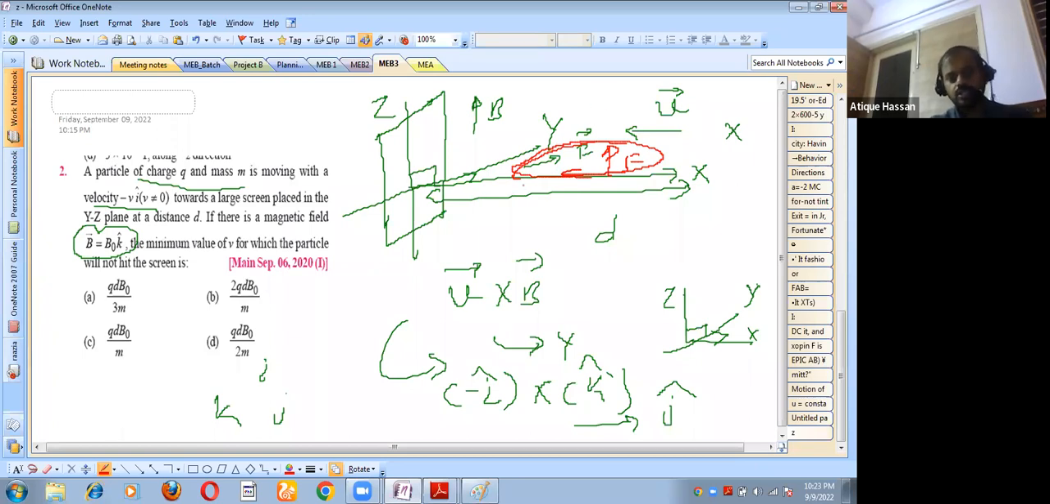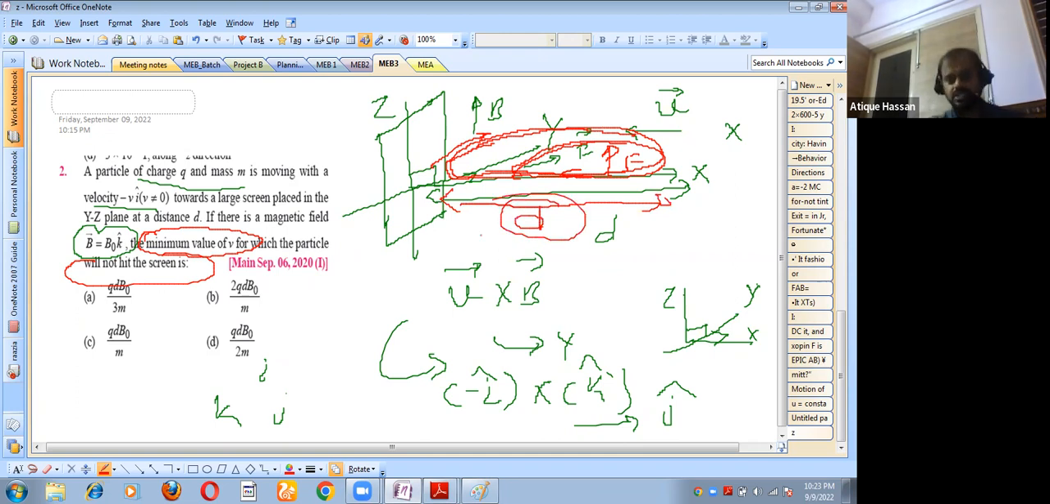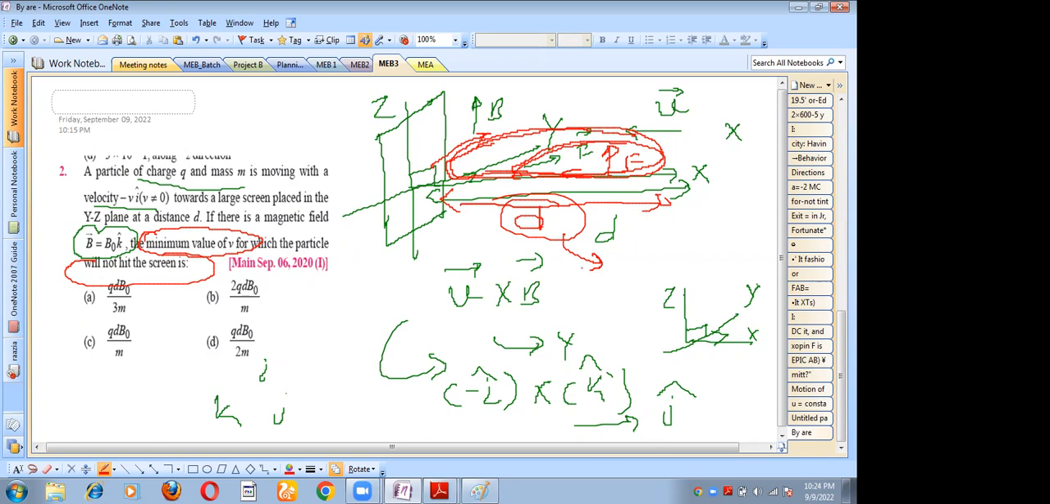Now in the question it says the minimum value of V for which it will not hit the screen. To not hit the screen, it moves in such a circular path that just before the screen, it should bend. It should turn before reaching the screen. So this portion D should be equal to the diameter of the circular path, such that before hitting the screen, the charged particle should turn. Getting my point, all of you? Yes, sir. So this is the concept.